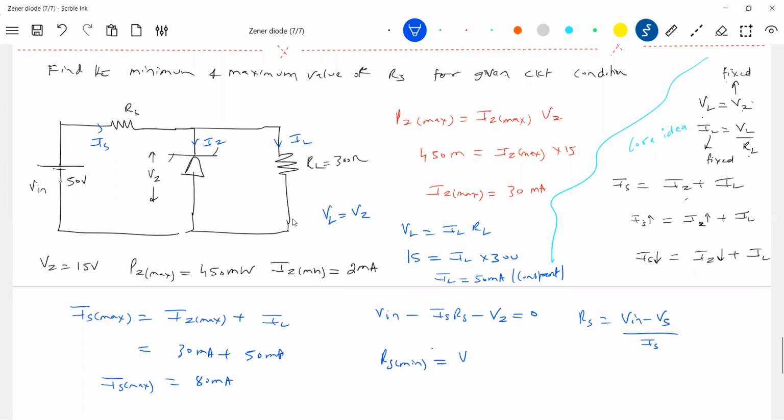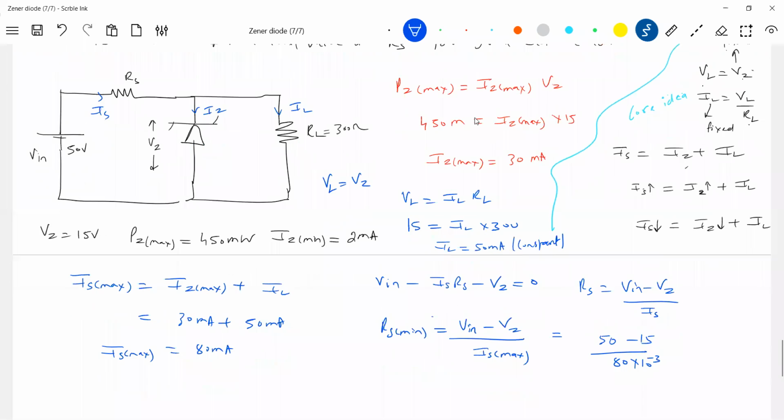RS minimum will be... But sir, you said the line voltage will fluctuate. I'm trying to design the circuit. What possible value of RS can I fit here so that it will work out? Okay, let's substitute all the values. VZ, yeah, symbol problem. Okay, thank you. Vin is how much? 50 minus 15 by 80 into 10 to the power of minus 3.